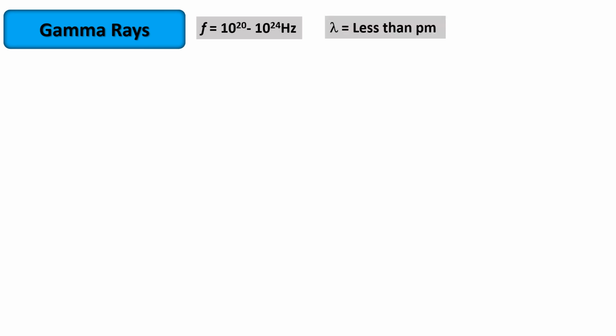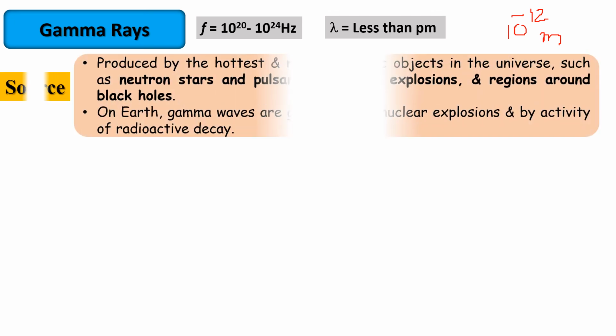Coming to the last radiation of the spectrum, that is the gamma rays, which have a frequency of 10 to the power 20 to 10 to the power 24 hertz and wavelength less than a picometer. Pico means 10 to the power minus 12 meters. So wavelength is very small, but the frequency is very high, 10 to the power 20 to 10 to the power 24 hertz, and it is the most hazardous radiation that we have in our electromagnetic spectrum. Obviously X-ray and ultraviolet are also harmful.